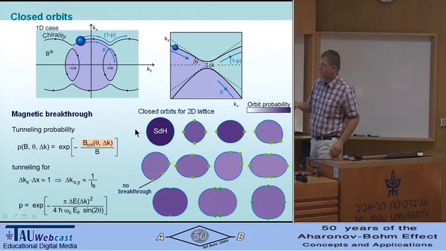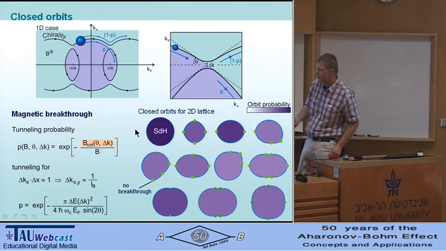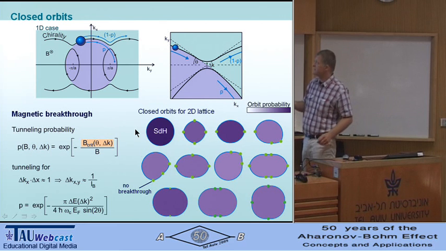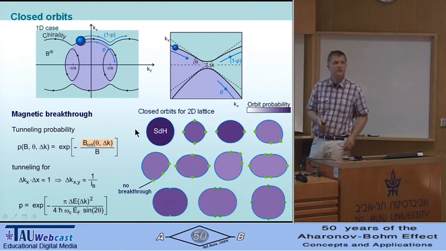And the probability for tunneling is actually described by this equation here. It contains the energy gap, it contains delta K, which is this change in momentum space, and it also contains the angle under which these segments of these Fermi contours are, and also the magnetic field via the cyclotron energy.